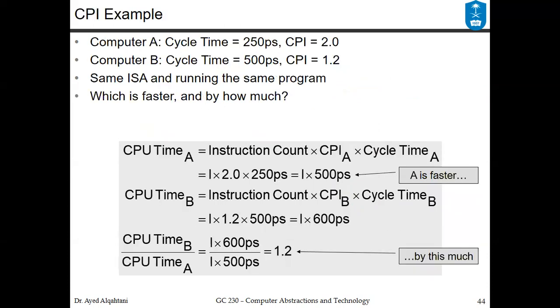To understand this better, we have a set of examples. The first one is a CPI example. Let's say we have two computers, computer A and computer B. For computer A, the cycle time is 250 picoseconds, and the CPI is 2. For computer B, the cycle time is 500 picoseconds, and the CPI is 1.2. Notice we have 1.2 cycles per instruction because we are averaging, so a fraction could happen. Assuming that they have the same ISA and they are running the same program, this means that the instruction count in computer A and in computer B are the same. Now, the question is, which one is faster and by how much?